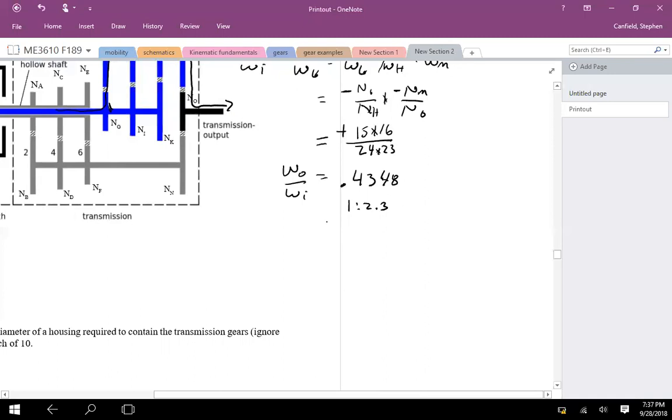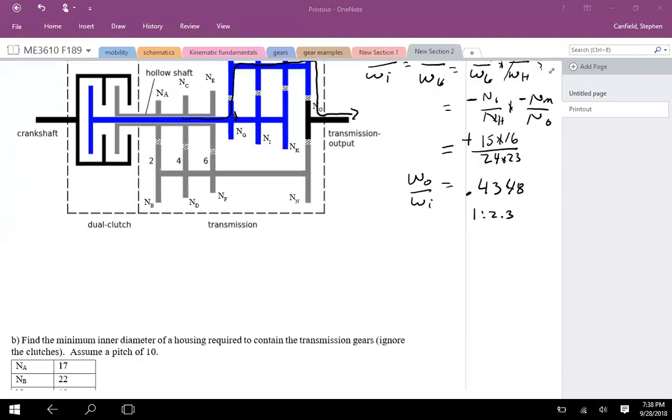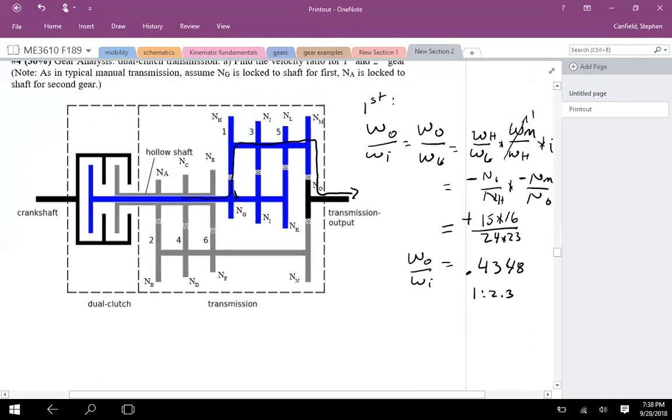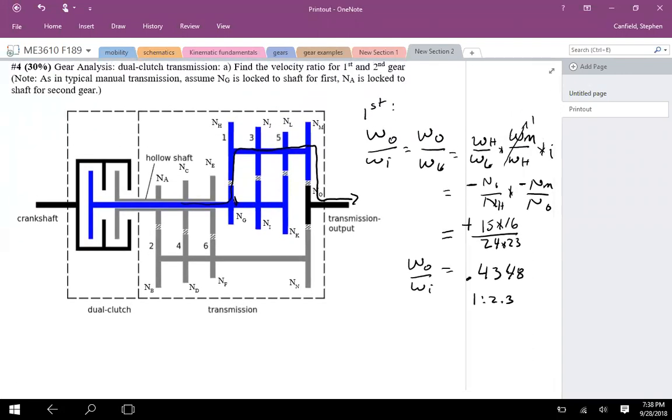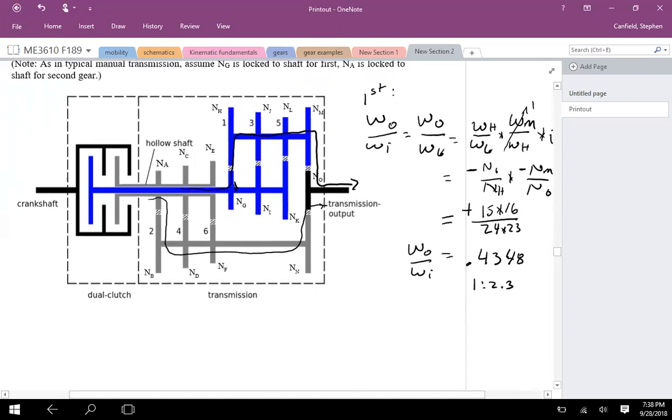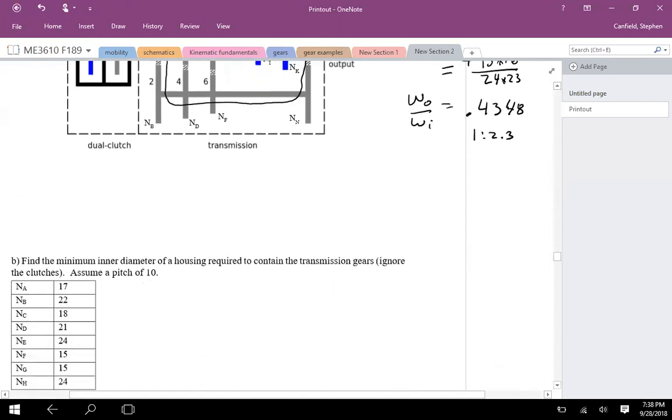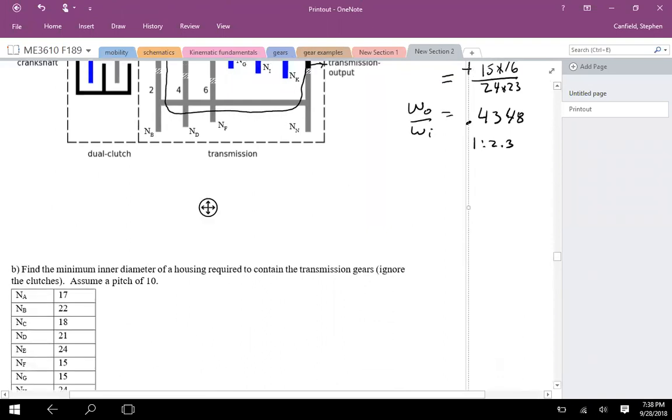Okay, now I'm going to pause you for a second. Now I would do second gear in the same way. For second gear, it looks like A drives B, and then it goes back up here to the output N to O. Same way. Okay, so let's jump down to the second part of the problem.